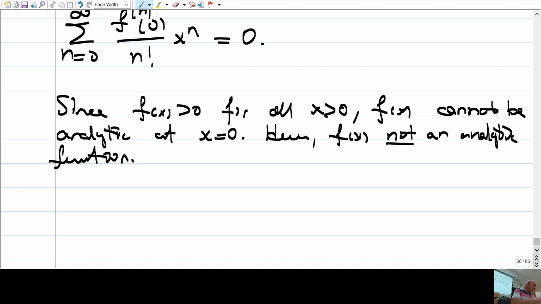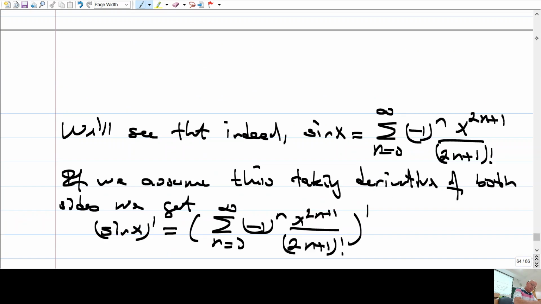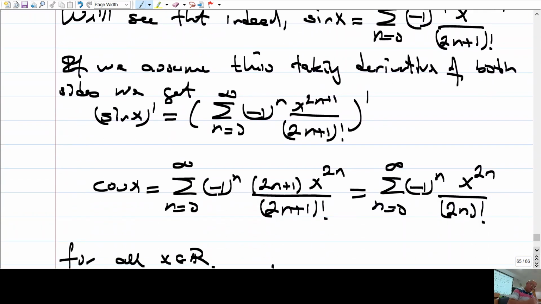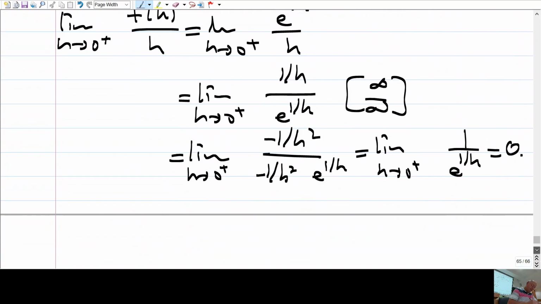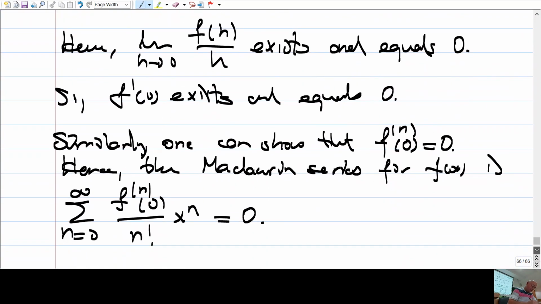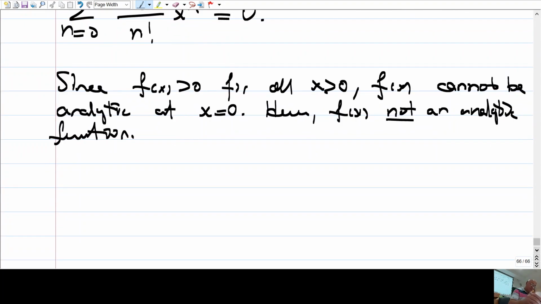Okay, now this is just a side remark. Later, I will show that sine x is analytic, therefore cosine x is analytic. Let's see some more examples of analytic functions.